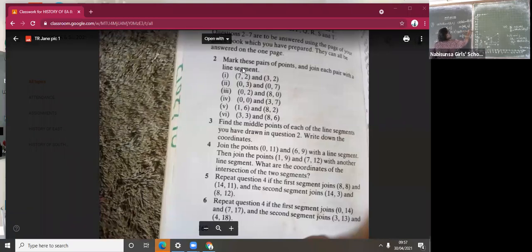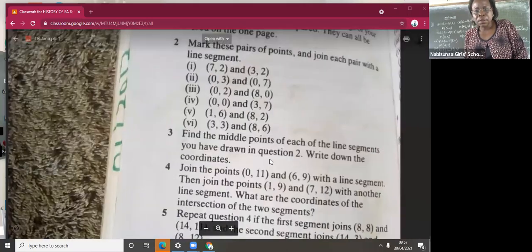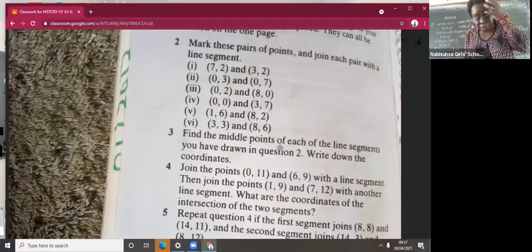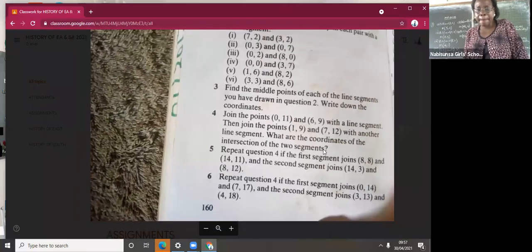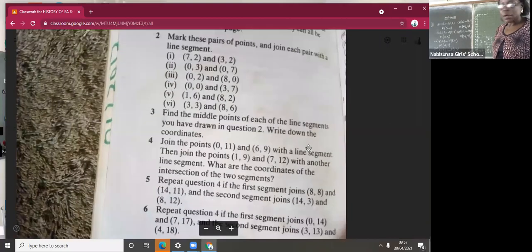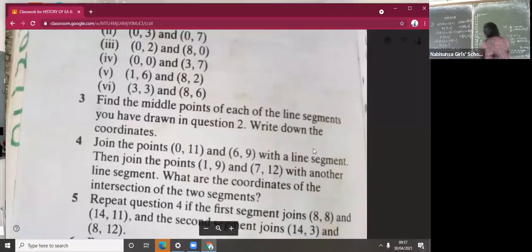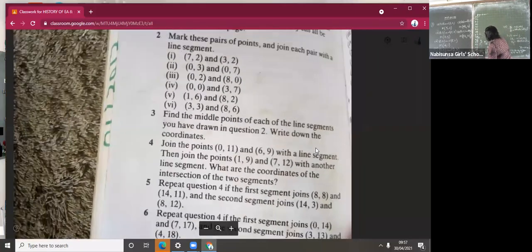Excuse me, teacher. Now we have understood. Thank you. Excuse me, teacher, I haven't understood number 6. Your name? Natalie Zoe. Which part haven't you understood?